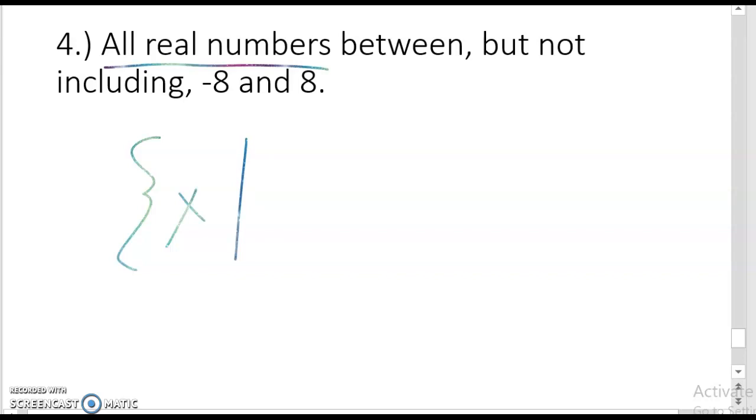Now, I want them to be between, but not including, which simply means I will not have the equal sign with my inequalities because we are between -8 and 8, not including. And that equal sign implies that we are including the endpoints. In this case, we do not want to do that. So we just have x such that -8 is less than x less than 8. And that is just a couple of examples of playing with set builder notation.